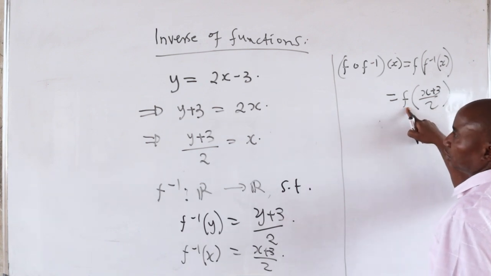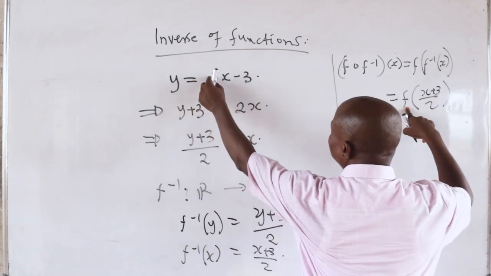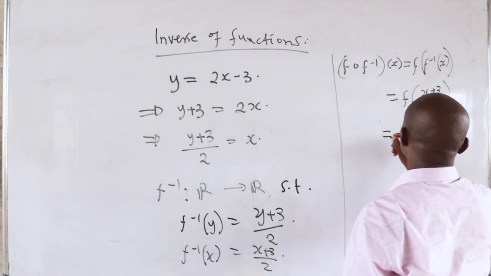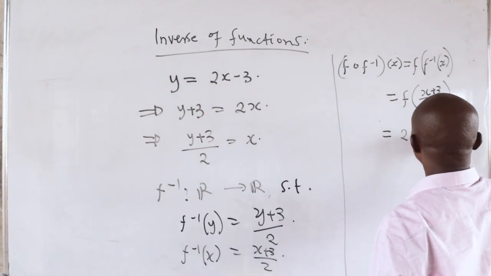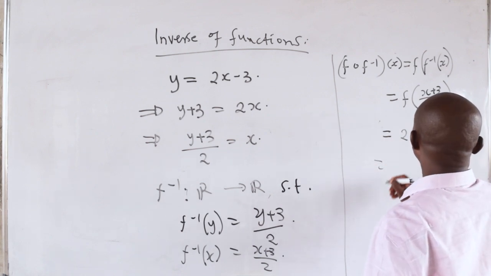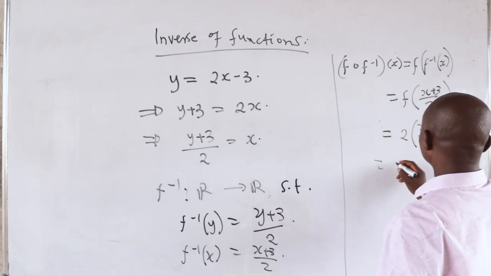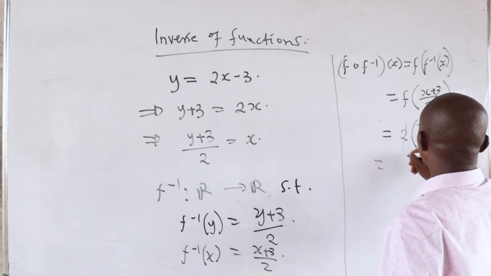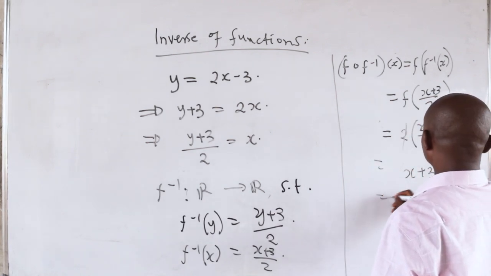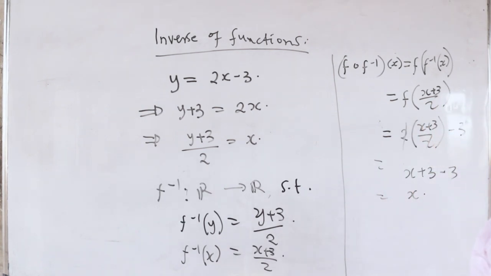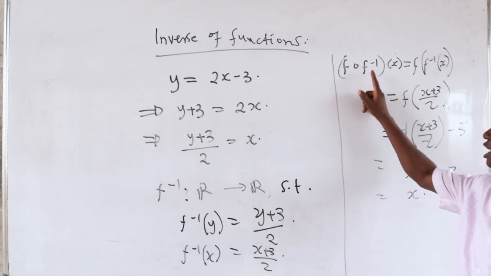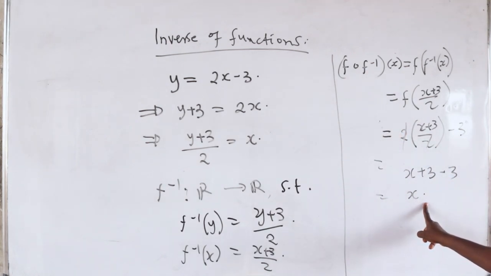What does f do to its elements? It multiplies x by 2 and removes 3. So this is nothing but 2 times (x + 3)/2 minus 3, which gives us, since the 2 cancels the 2, x + 3 − 3, which is precisely x. So we have composed f with f⁻¹, and what we're getting is x.